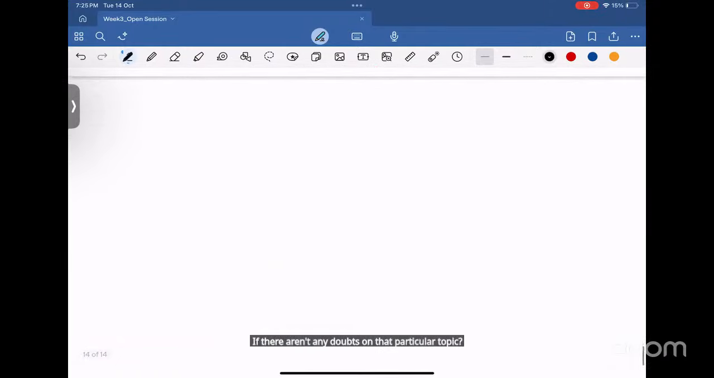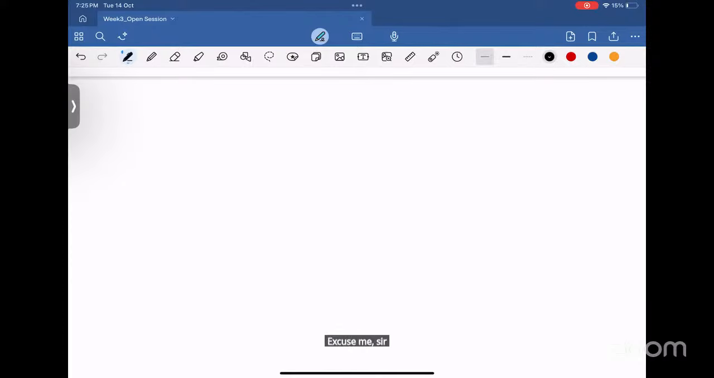let's strain our mental ability. I would like to give one puzzle which will refresh our brains. Then we can get back to any doubts related to week 3. If there are no doubts, then I'll give you something which is more interesting. Any doubts?